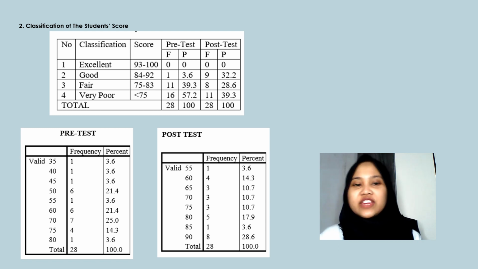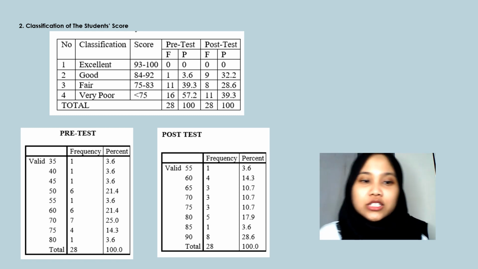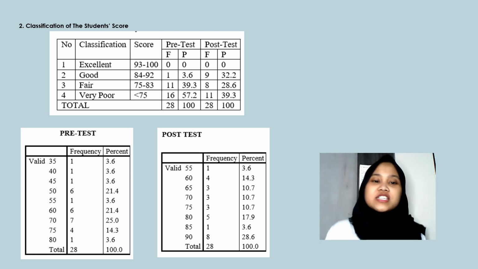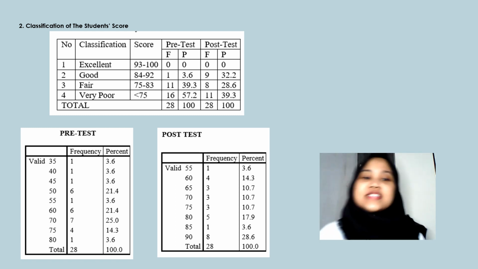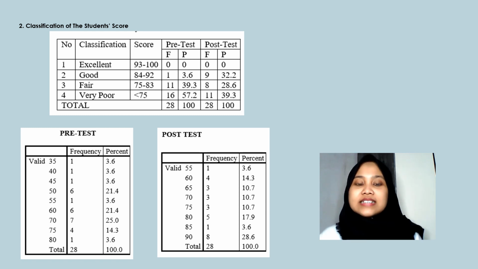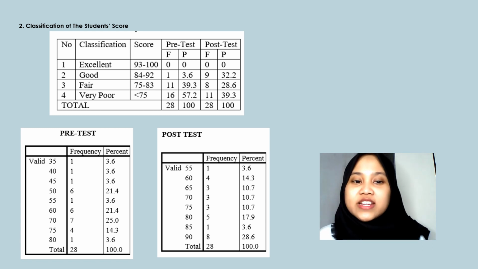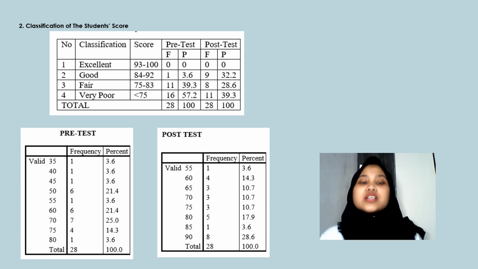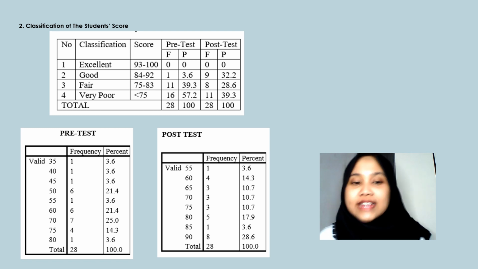Number 2, the classification of the student scores. We can take a look. There are 4 classifications of student scores. The first is excellent with the score 93 until 100. In the good classification, the score is 84 until 92. The classification of fair is 75 until 83. And the very poor classification is smaller or under 75. We can take a look at the pre-test.